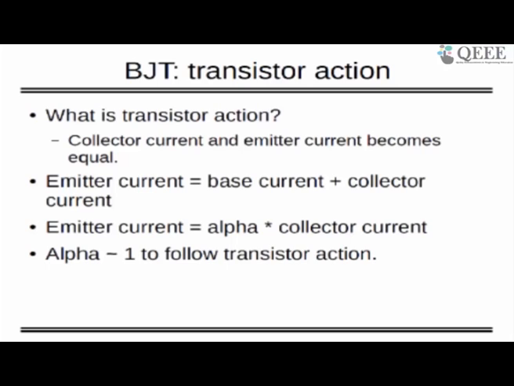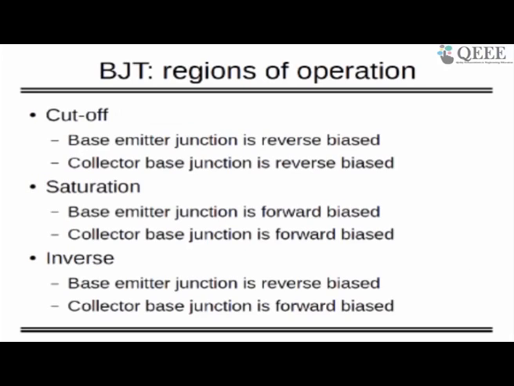And for emitter current, in ideal condition, as per KCL, emitter current is equal to base current plus collector current. If base current is very small compared to collector current, and emitter current is alpha times collector current, where alpha is 1, then my transistor is following the transistor action. Otherwise it's not following the transistor action. You can make a little bit of deviation from alpha as 1, maybe 0.9 or maybe 0.95, but not below that. Then you are not going to call your transistor in transistor action. Okay, so this was another part.